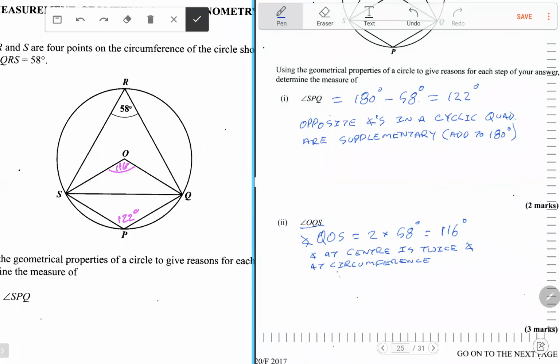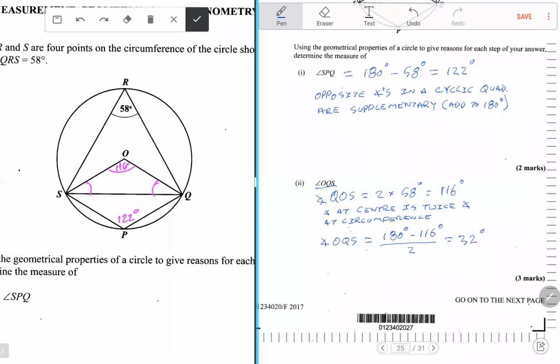And now that is an isosceles triangle. So the angles we want now, this angle and this angle, are equal, because 180 minus 116, divided by 2. So we can write it now. Angle OQS is 180 degrees minus the 116 degrees, divided by 2 because each of those angles down here are equal. And so that works out to be 32 degrees.